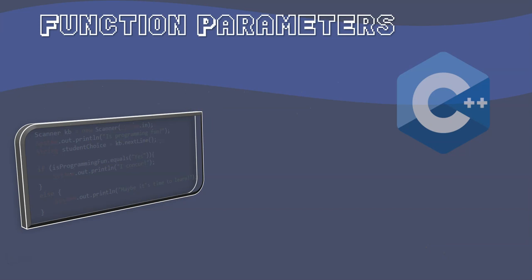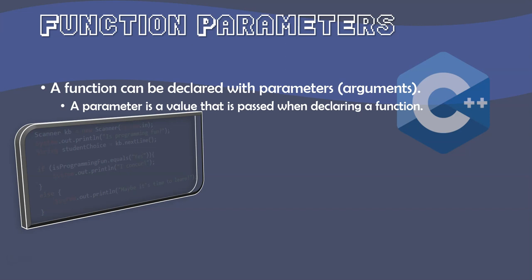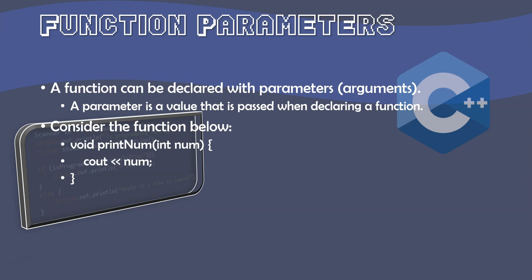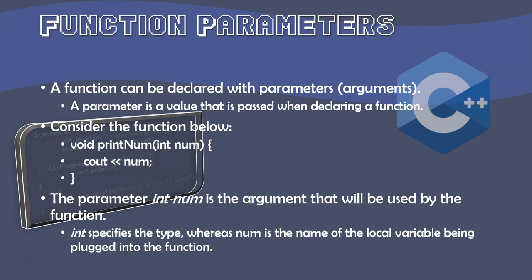Let's take a minute to examine some of those function parameters. A function can be declared with parameters or arguments, as they are often referred to. A parameter is a value that is passed when declaring a function. So if we look at this function below, we have void print num, int num, cout num. The parameter, int num, is the argument that will be used by the function. Int is specifying the type, whereas num is the name of the local variable being plugged into that function.